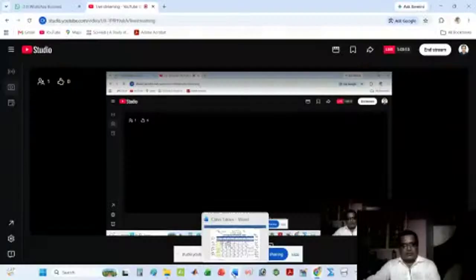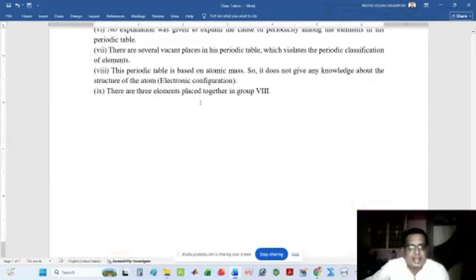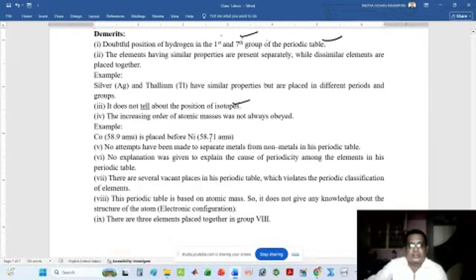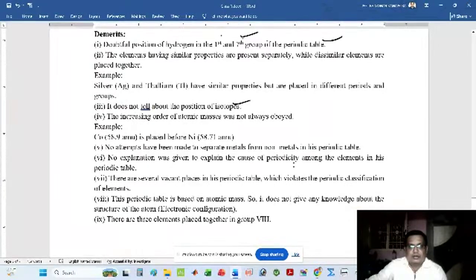So the next demerit is what? It does not explain the cause of periodicity. It does not explain the periodicity.